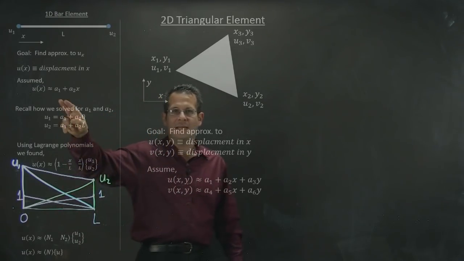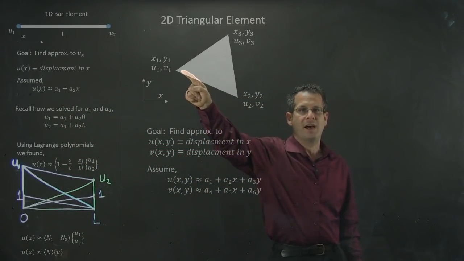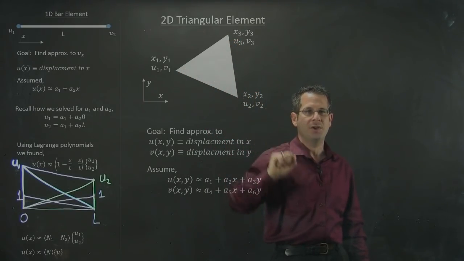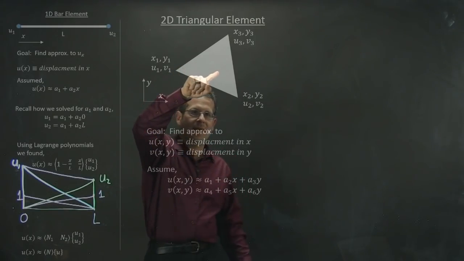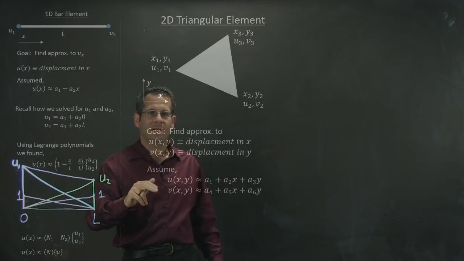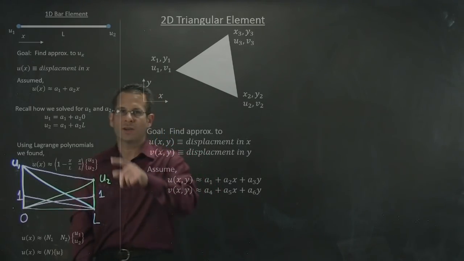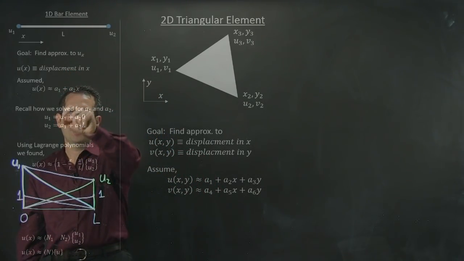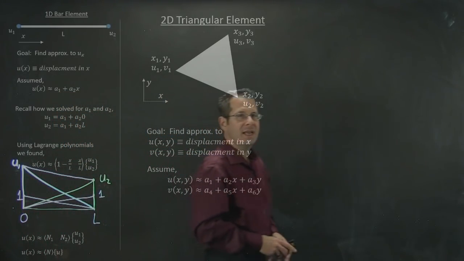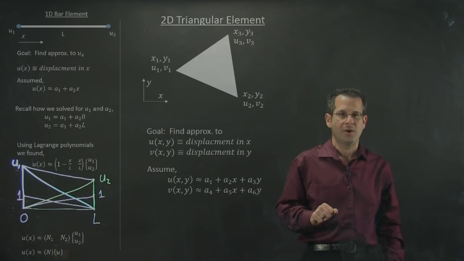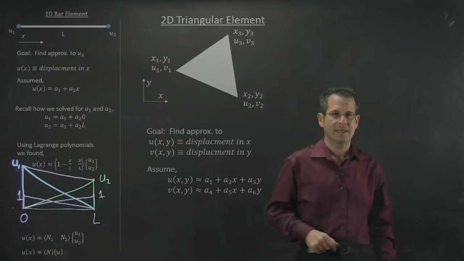Like I did in the one-dimensional case, I'm going to assume that if I know the values of the displacements at the nodes, that I can assume any point inside is some linear function in terms of x and y. Here I had two unknowns, a1 and a2, I needed to define my linear functions. Now I will have 6 unknown coefficients, a1, a2, a3, a4, a5, and a6.